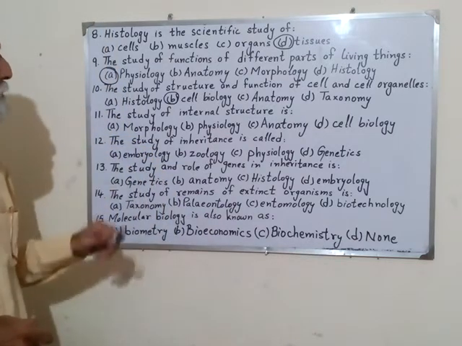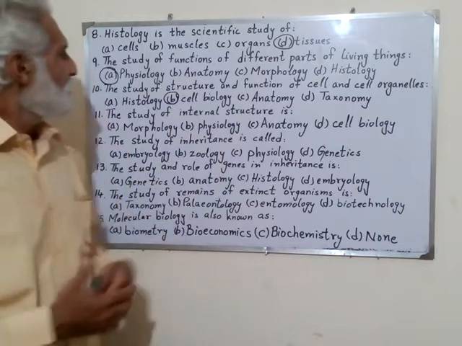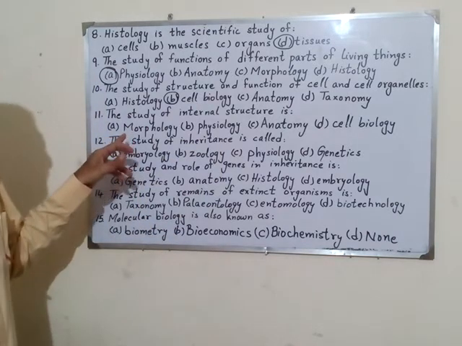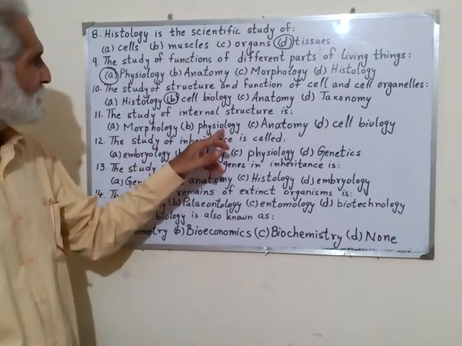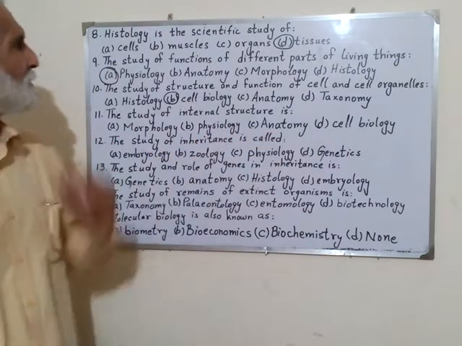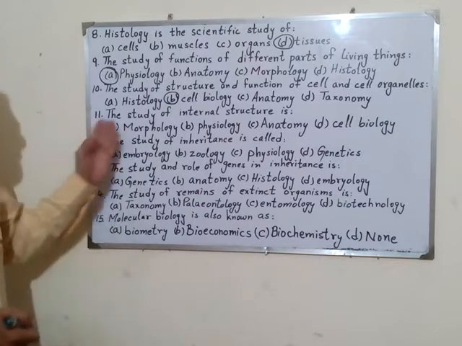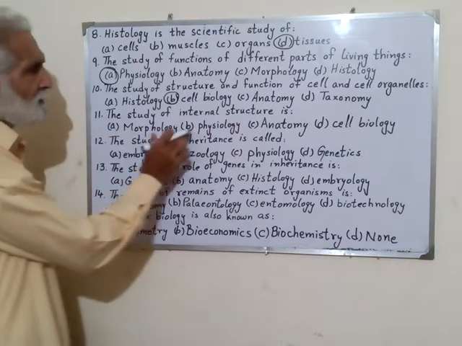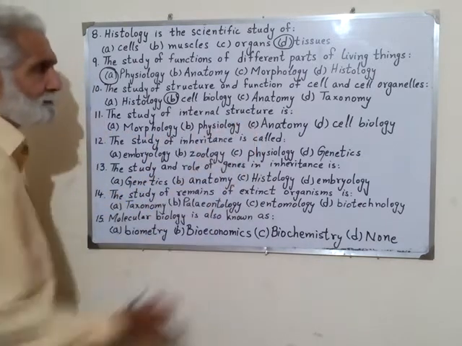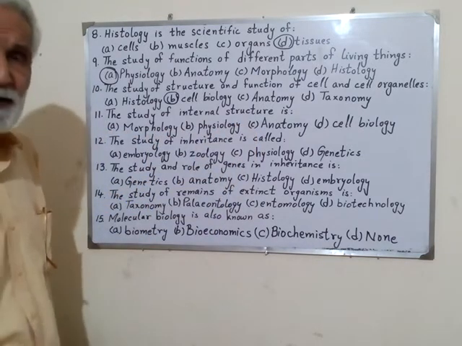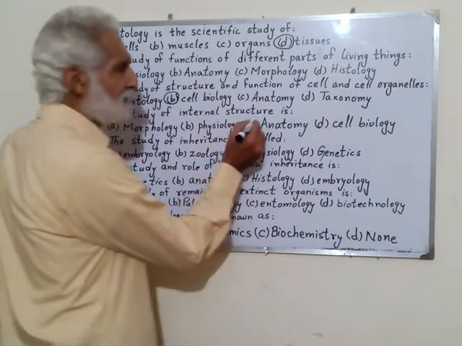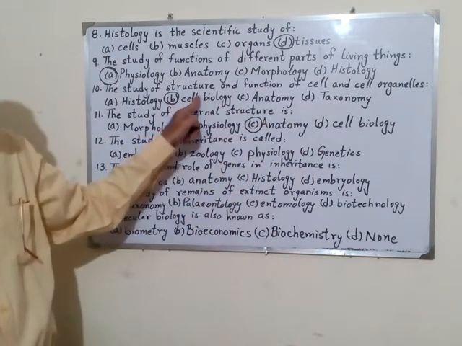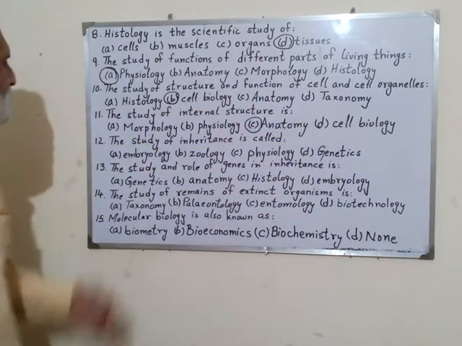So then number 11, the study of internal structure. When we go to internal structure, morphology, no. Then physiology is there, anatomy and cell biology. So the study of internal structure is morphology, no. Physiology, no. We know anatomy. Anatomy is the study of internal structure, internal parts, internal organs. So that is anatomy. Cell biology we have done over here. We know that it is the study of cell.